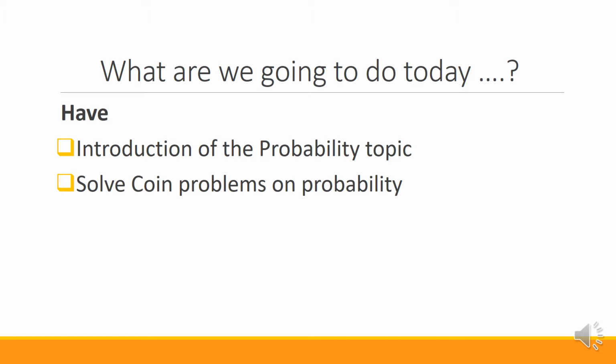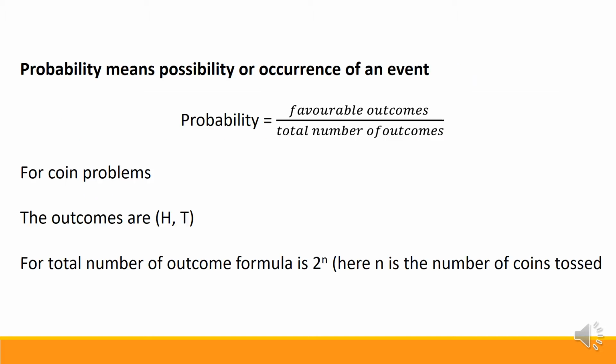So today we are going to start the topic probability and we are going to solve coin problems on probability. So what is probability? Probability means the possibility or occurrence of an event. The formula for probability is favorable outcomes divided by total number of outcomes. The probability value always lies between 0 and 1.